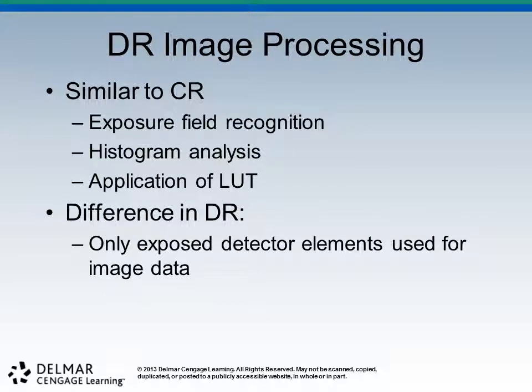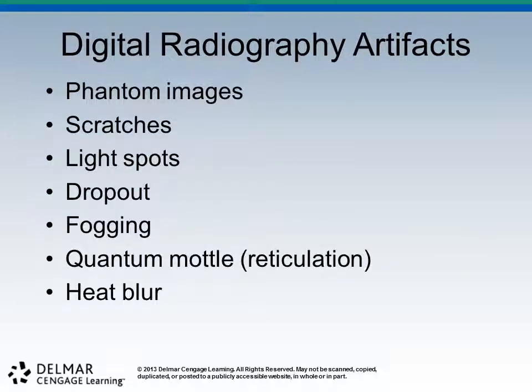All right, image processing, just like in CR, it does these things. It still uses the lookup table, still uses the histogram, but only the exposed DELs are used for image data. On the CR, we scan in everything. On the DR, just the ones that received some sort of data. Maybe that helps us speed up as well. Time is money.